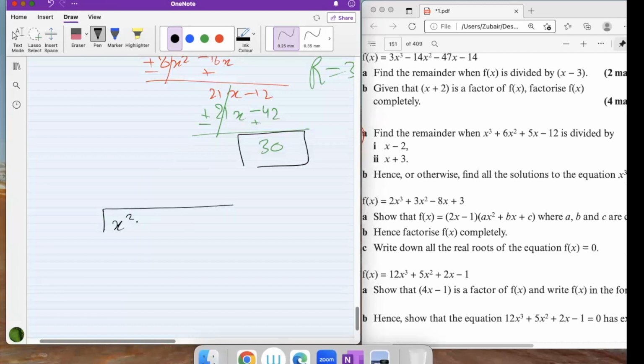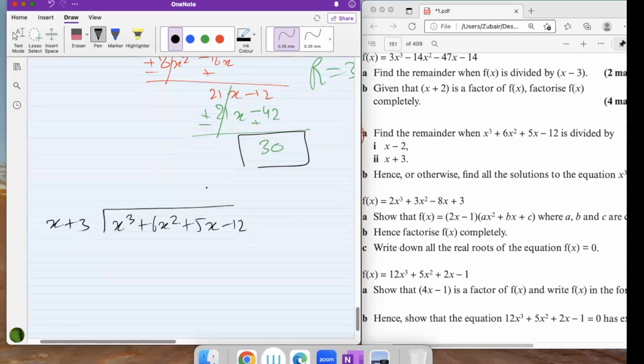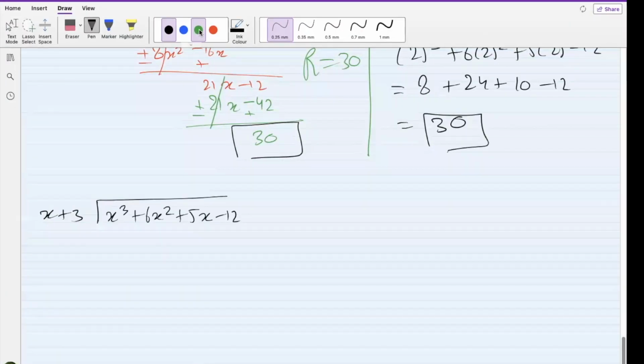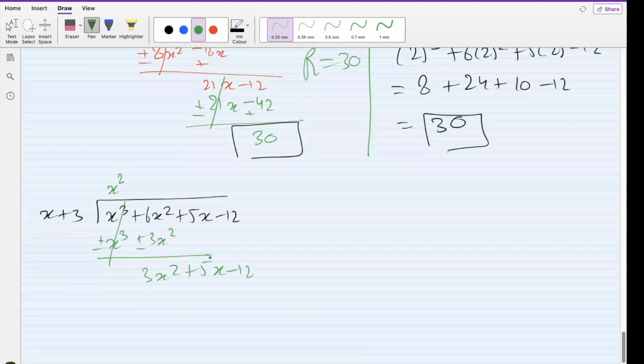So this is x cube plus 6x square plus 5x minus 12 divided with x plus 3. Again with both methods. Please be with me, if there is any mistake in writing, please do catch it on the spot. This is x cube. x into 3 is plus 3x square. We change this sign and subtract. So 3x square plus 5x minus 12.